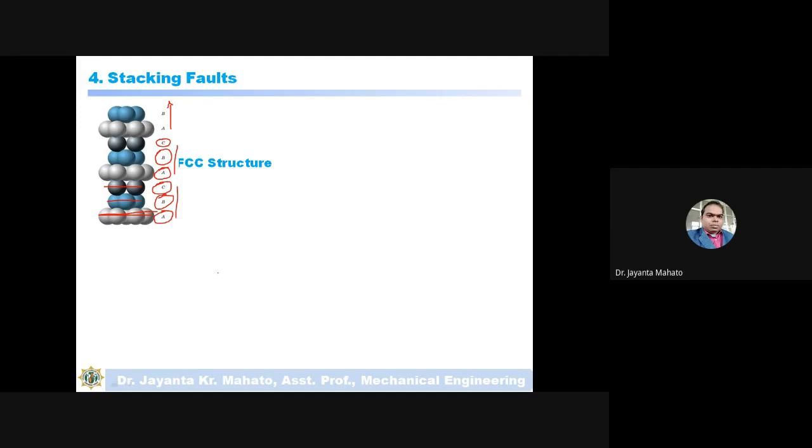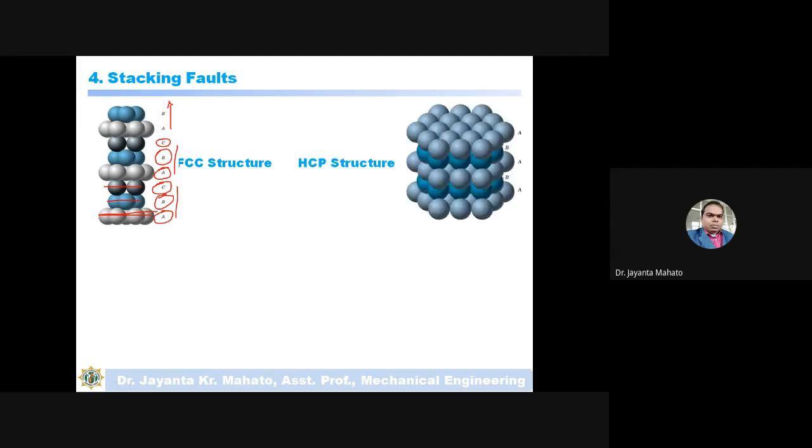In an HCP crystal structure, consider at the bottom a plane containing A type of atoms. Just above the A plane there is another type of atoms, the B plane containing B type of atoms.